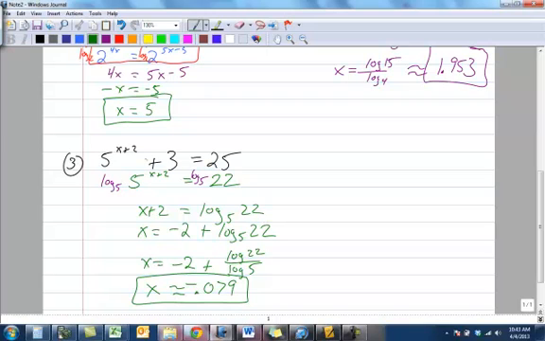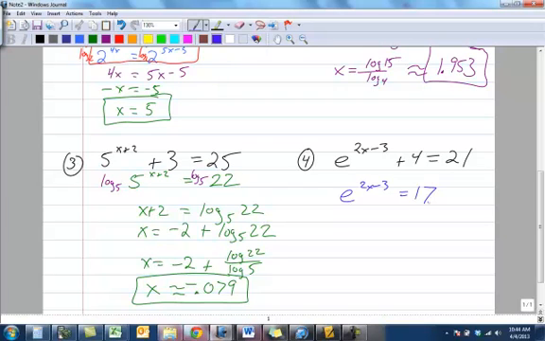All right, let's do one more. Number 4. E to the 2x minus 3 plus 4 is equal to 21. Of course, the first thing you do is move the 4. So now we have e to the 2x minus 3 equals 17.